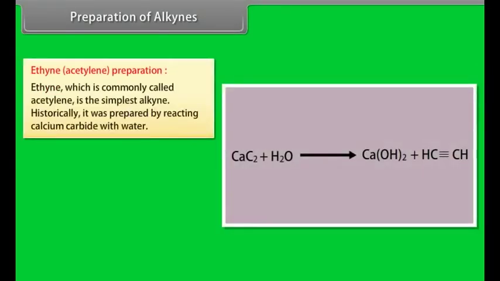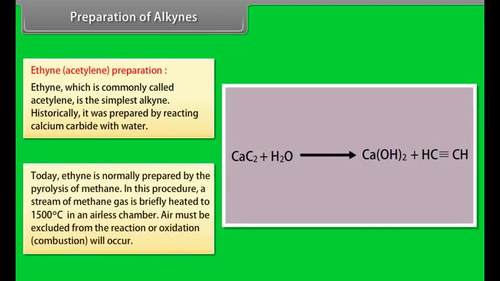Ethyne, acetylene, preparation. Ethyne, which is commonly called acetylene, is the simplest alkyne. Historically, it was prepared by reacting calcium carbide with water. Today, ethyne is normally prepared by the pyrolysis of methane. In this procedure, a stream of methane gas is briefly heated to 1500 degrees centigrade in an airless chamber. Air must be excluded from the reaction or oxidation combustion will occur.